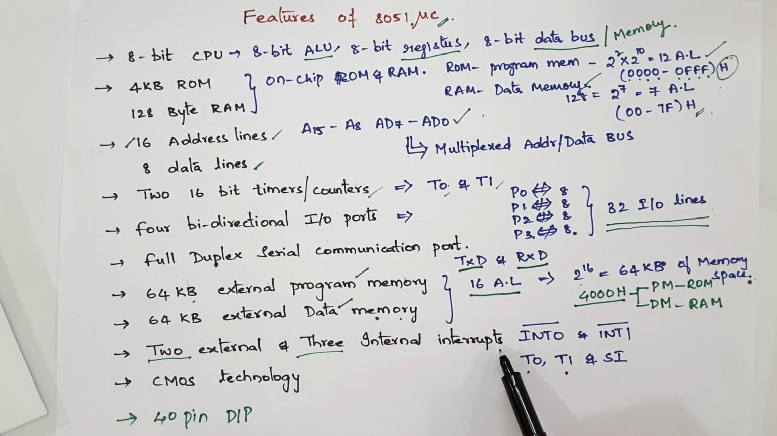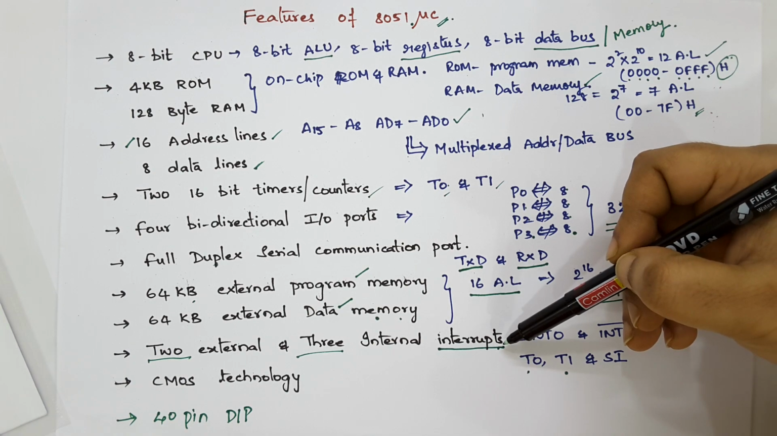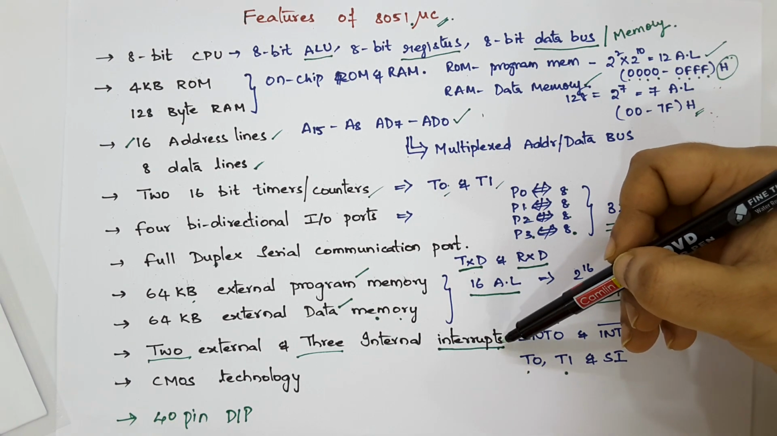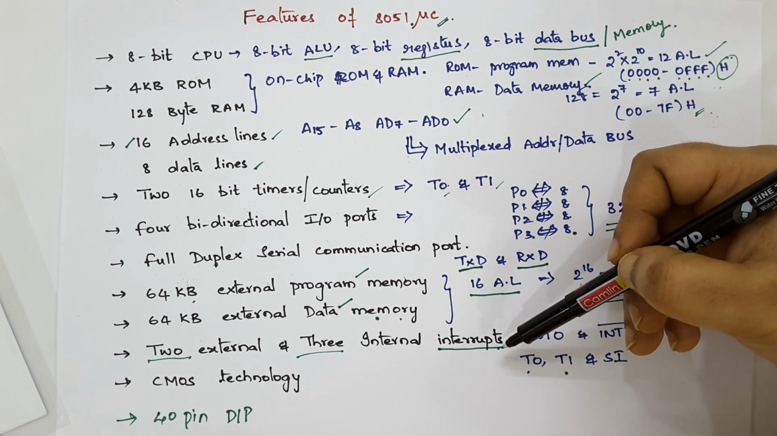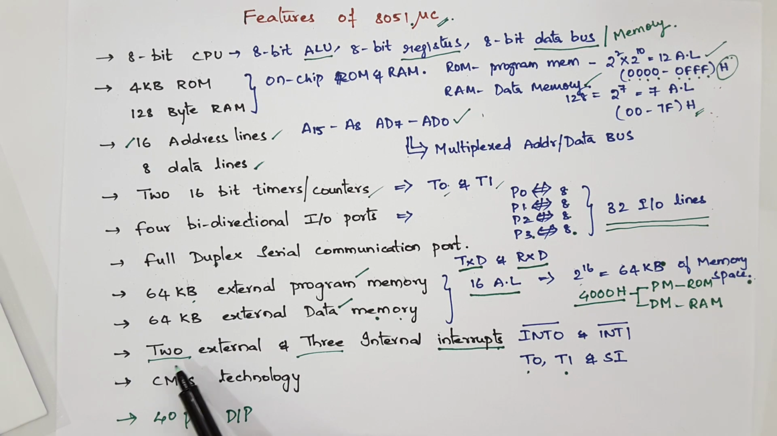So coming to the interrupt section. So what are interrupts? Whenever any input-output device, any peripheral unit requires the service of the processor, needs the attention of the processor, they raise the interrupt signal. So 8051 has come up with 2 external and 3 internal interrupts. 2 external, INT0 and INT1, and 3 internal, one for timer 0, one for timer 1 and one for the serial communication, the serial interrupt.